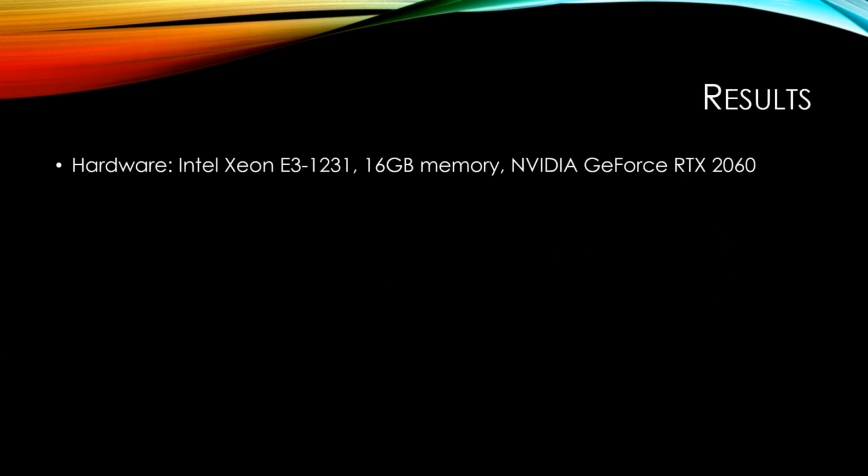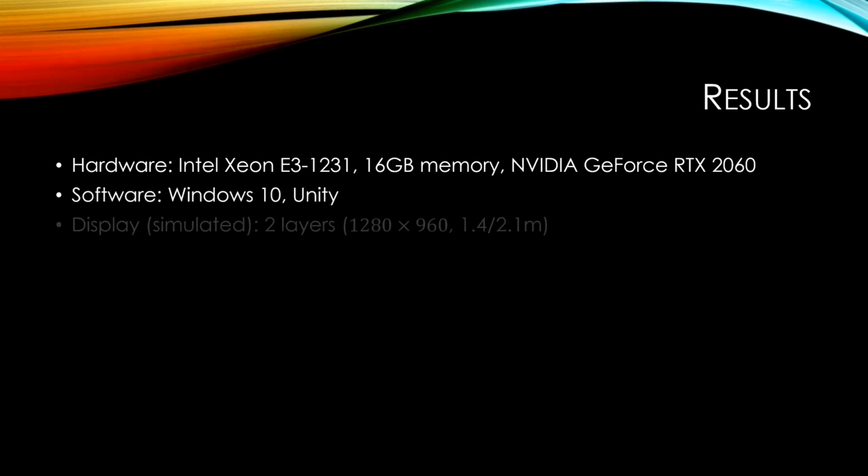Now let's see the result. The experiments are done on this computer. It's built via Unity run on Windows 10 as the render engine. We simulated a two-layer adaptive light field display. Each layer has 1,280 times 960 pixels. Two layers are put at 1.4 and 2.1 meters from the viewer.